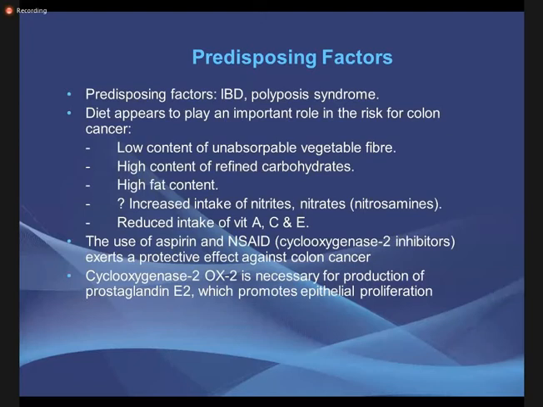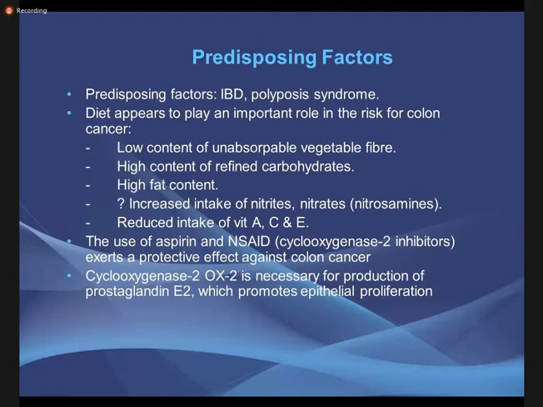Predisposing factors for the adenocarcinoma of the colon are inflammatory bowel disease, that is ulcerative colitis most commonly, and polyposis syndromes. You have done polyposis syndromes in the last class, that is familial adenomatous polyposis syndrome and hereditary non-polyposis colon cancer syndrome, with Dr. Lubna. So these are the two predisposing factors: inflammatory bowel disease, ulcerative colitis, and polyposis syndromes.